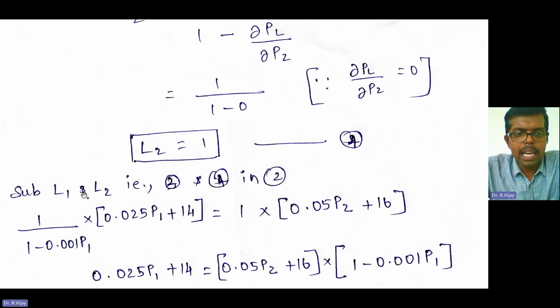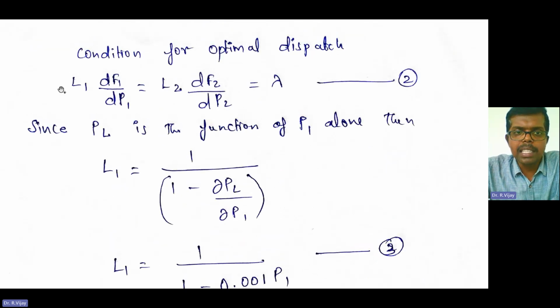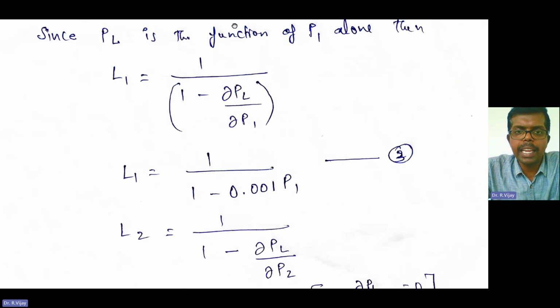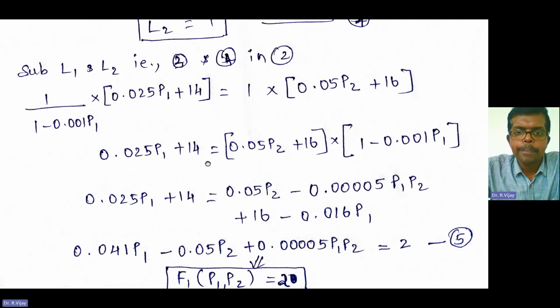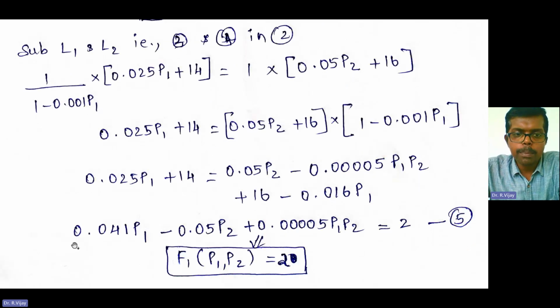Now substitute L1 and L2 from equations 3 and 4 in equation number 2. Equation number 2 is the condition for optimal dispatch, that is, L1 into DF1 divided by DP1 is equal to L2 into DF2 divided by DP2. Here we are substituting, equating and simplifying this. While simplifying, we'll get the equation like this: 0.041 P1 minus 0.05 P2 plus 0.0005 P1 P2 is equal to 2. Take this as equation number 5.